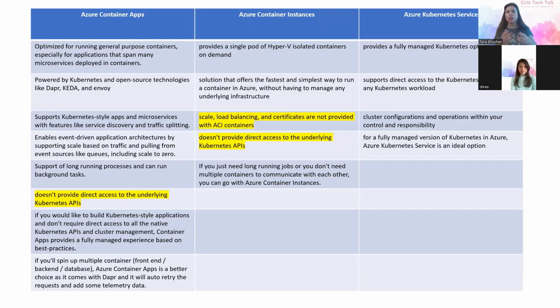Obviously, AKS is the costliest one among all these, but considering the features AKS provides, it may turn out to be the best suitable option. Then comes ACI. As Shrima said, it is something for hosting lightweight services.